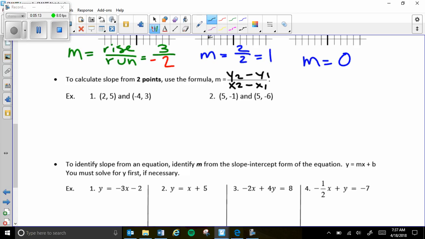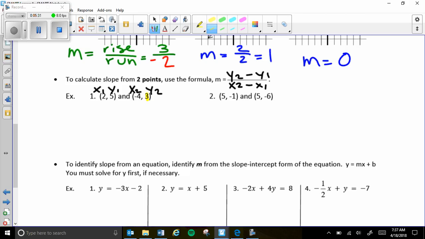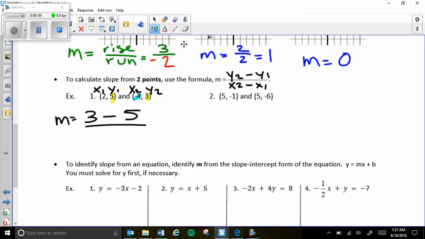So, looking at our example, we just need to label our x's and y's. Our first value is always x, so we'll call it x1, and this will be y1, and then x2, y2. So all we're doing is plugging in numbers. So y2 is 3 minus, m equals 3 minus, and then we look at our y1, 5, over, and we look at just our x's. So I have x2, which is negative 4, minus, then I look at x1, which is 2.